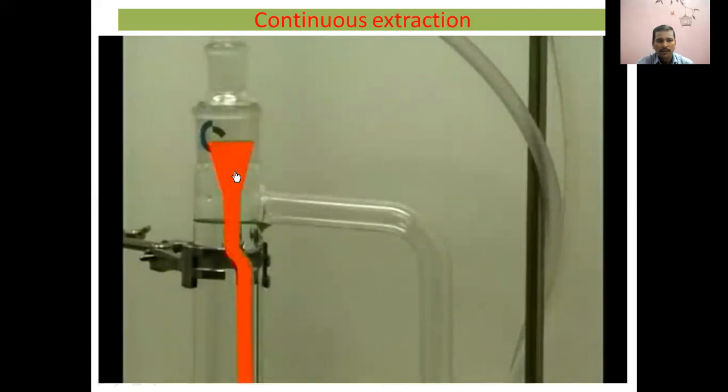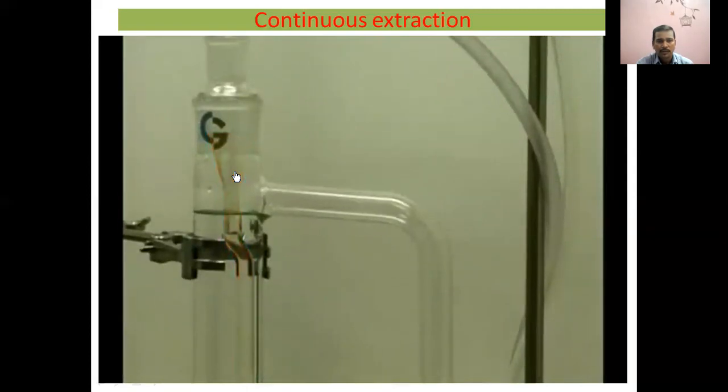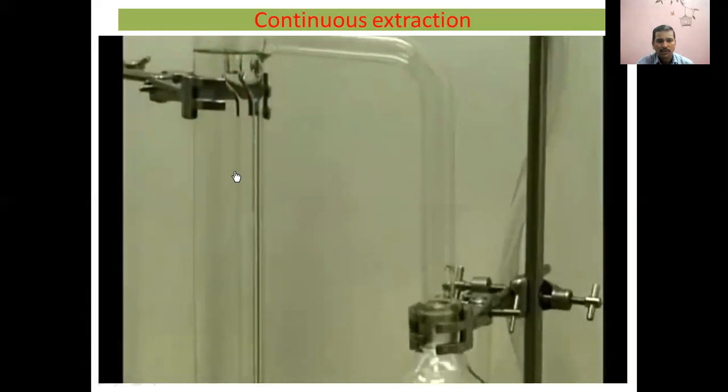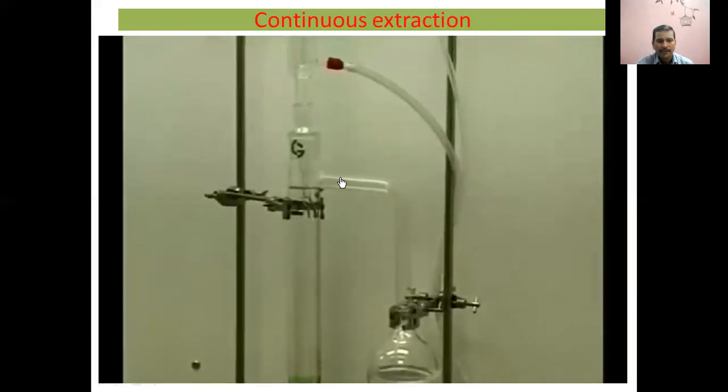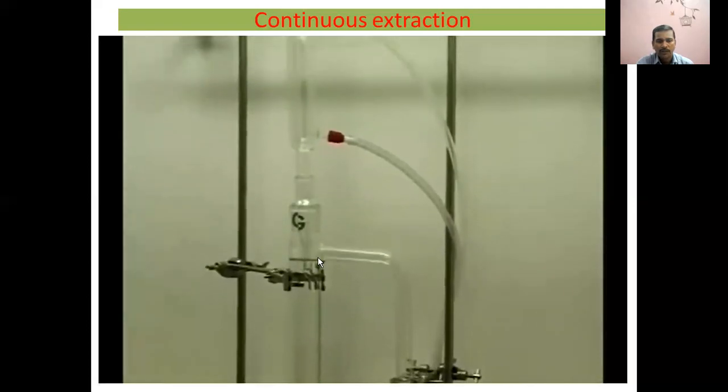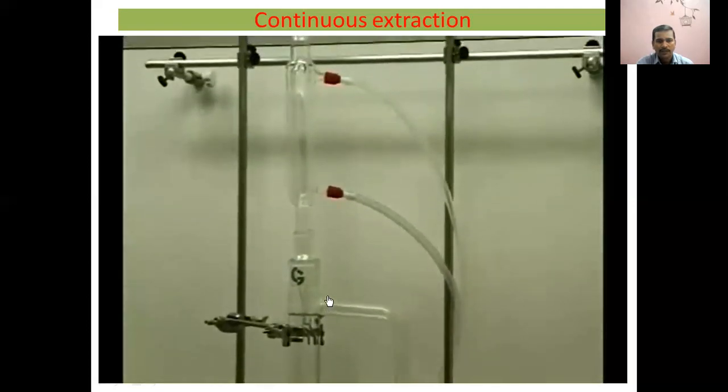So this is to collect the sample which is lighter. Whenever lighter solvents are used, this type of funnel will be used. So solvent is condensed and in the liquid form that will be reaching the aqueous phase.